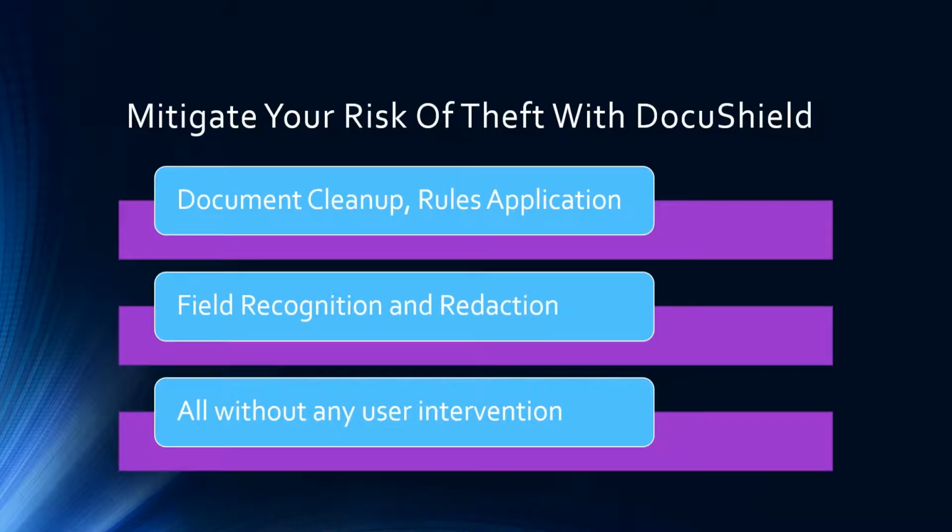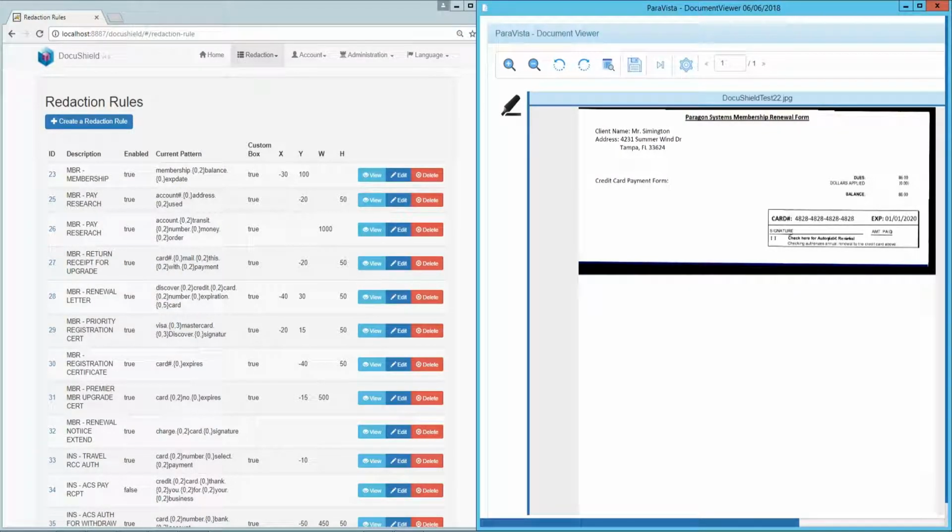In this video demonstration, we'll be adding a redaction rule to the redaction engine to redact a document that we can see in the ParaVista document viewer. In ParaVista, we can see there is a membership renewal form that is showing a credit card number. Before the credit card number, we can see there's a pattern, card, and the # for number. I can use that in my expression builder to build a filter for this redaction.